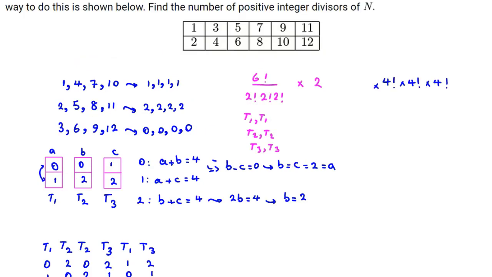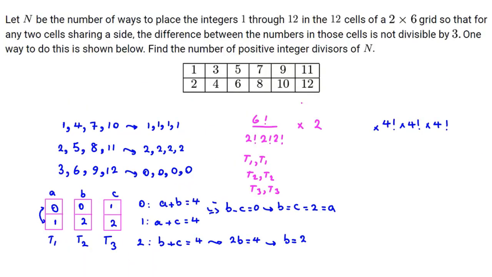So the problem says what? The problem says n is this, and it says to find the number of positive integer divisors of n. So let's first prime factorize n. 6 factorial is 720 over 2 factorial, 2 factorial, 2 factorial, which is 8. 720 over 8 is 90. 90 times 2 is 180.